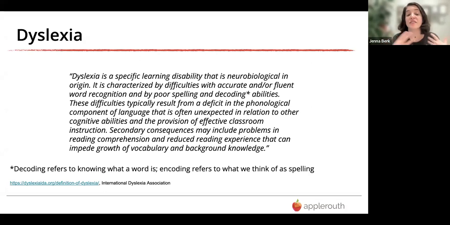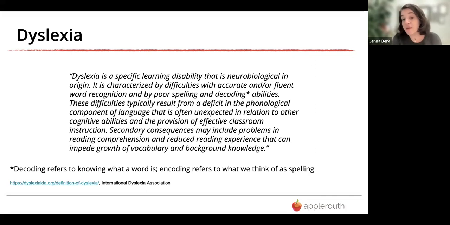development in the brain. So it's characterized by difficulties with accurate or fluent word recognition and by poor spelling and decoding abilities. So you'll hear this a lot in learning differences like dyslexia. Decoding refers to knowing what a word is, so looking at the word and understanding what that refers to. Encoding is when you are creating that word, so what we would usually talk about is spelling. So if you have dyslexia, you usually struggle with spelling, and you also struggle with understanding what a word is that somebody else has written for you.